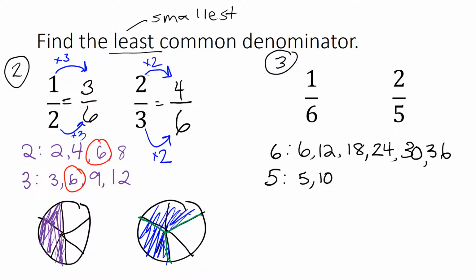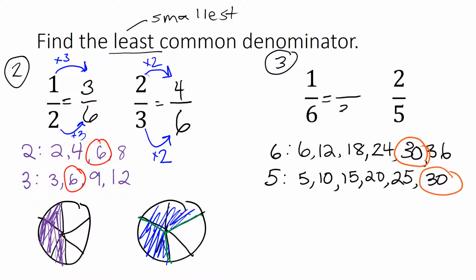5 times 1 is 5. 5 times 2 is 10. 5 times 3 is 15. 5 times 4 is 20. 5 times 5 is 25. 5 times 6 is 30. And I do believe we can stop there because I have the same multiple for both denominators. So my common denominator is going to be 30.